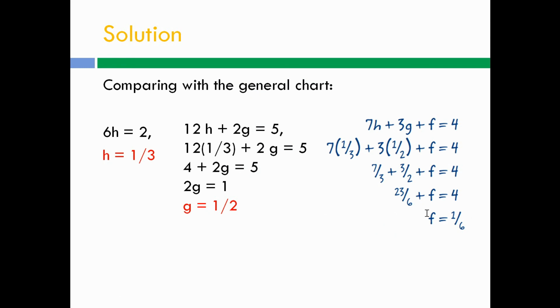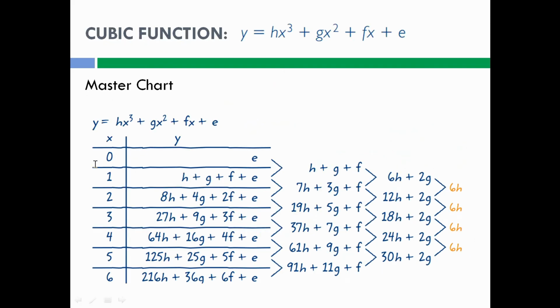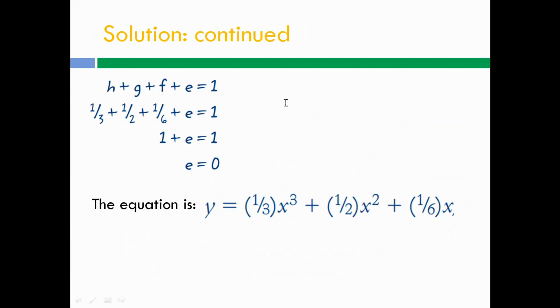Now I'm only missing the e. So one more time, I'm going to go back here. I don't have the first row, so I'm using this row. I know h, I know g, I know f, so I need e. What is this equal to? I need to look at my table. It's equal to 1. So you will say h plus g plus f plus e equals 1. Plug in the value for h, the g, the f, and find e. And you'll find e to be 0.